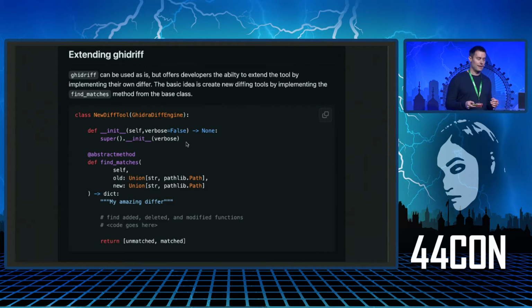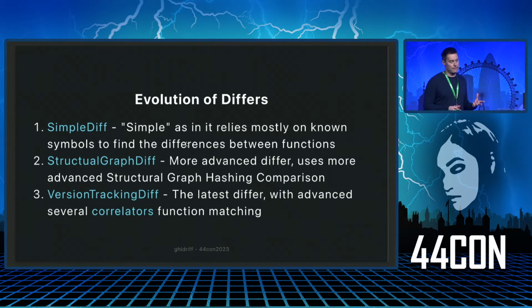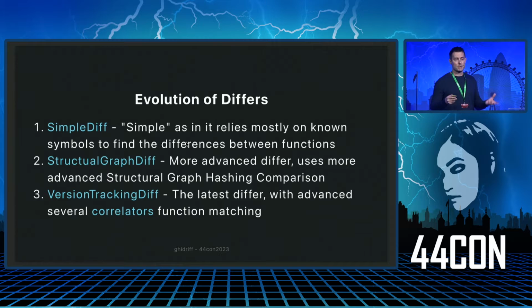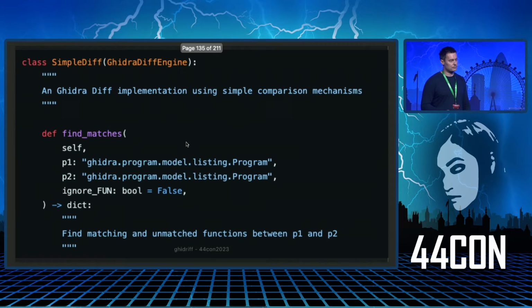Now, I say all, and that's a complicated process, and I've had an evolution of those things. I started with something called simple diff, as I said before. It just compared the strings. I read Halvar's paper from 2004, and I thought, oh, there are some structural correlators I should be adding to this, and that was my second instance. My most recent version is called version tracking diff, which implements all the ones from Ghidra and a few more that are missing from Ghidra.